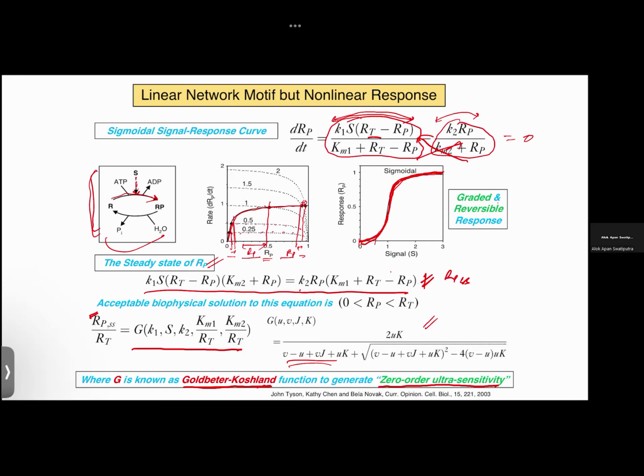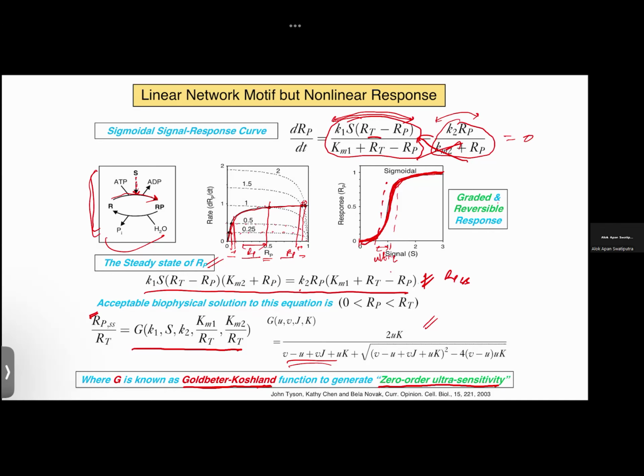Why is it called ultrasensitive? See, there was no change. Suddenly, for a very narrow window of your signal, there is a sharp change. So this is an ultrasensitive region. Again, for a very small change of signal, you get a very high sensitivity of response in your system. It's called ultrasensitive. Make sense? Okay.